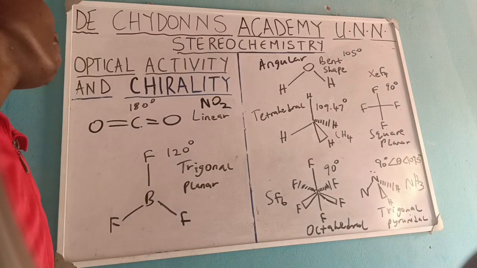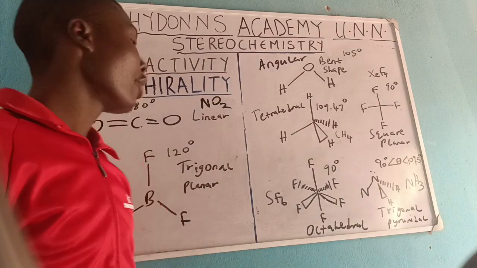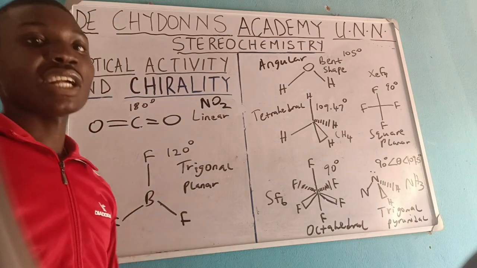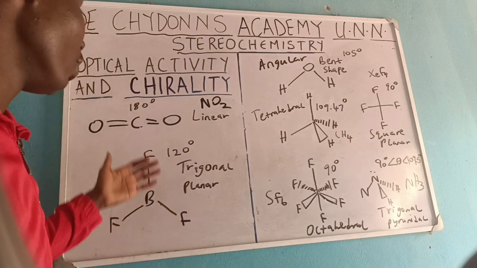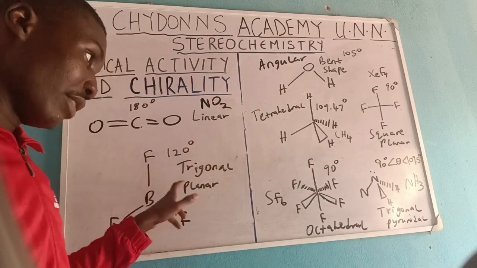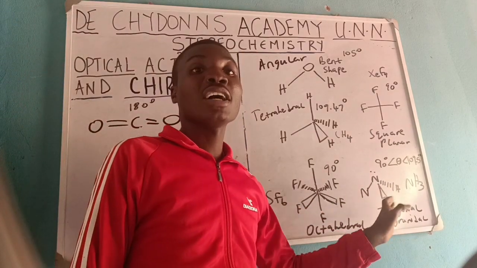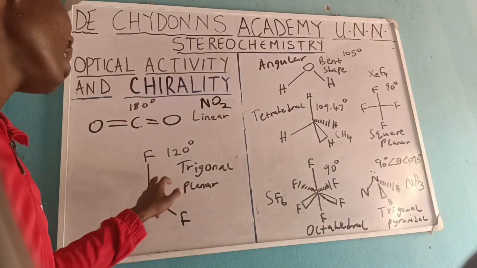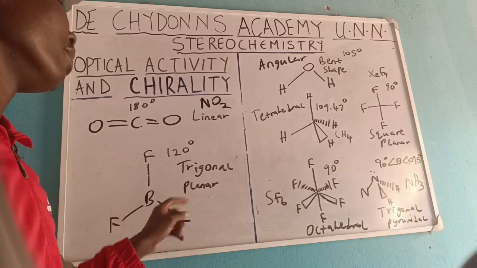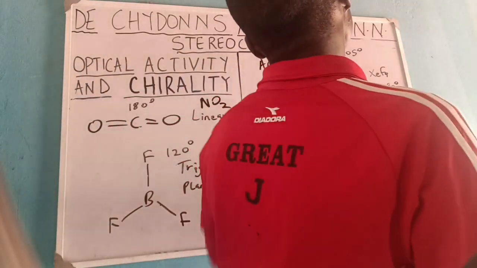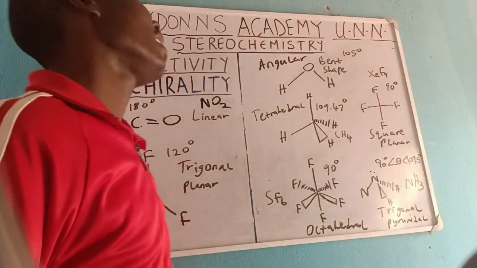So the next one we're talking about is trigonal planar, where we have a molecule bonded together in such a way that it forms a triangle, but then the bonds are on a plane. So that's why we refer to it as trigonal planar. It's different from trigonal pyramidal. When we get there, you'll understand better. So this is on a plane, and the bond angle between any two of the bonds is 120 degrees.